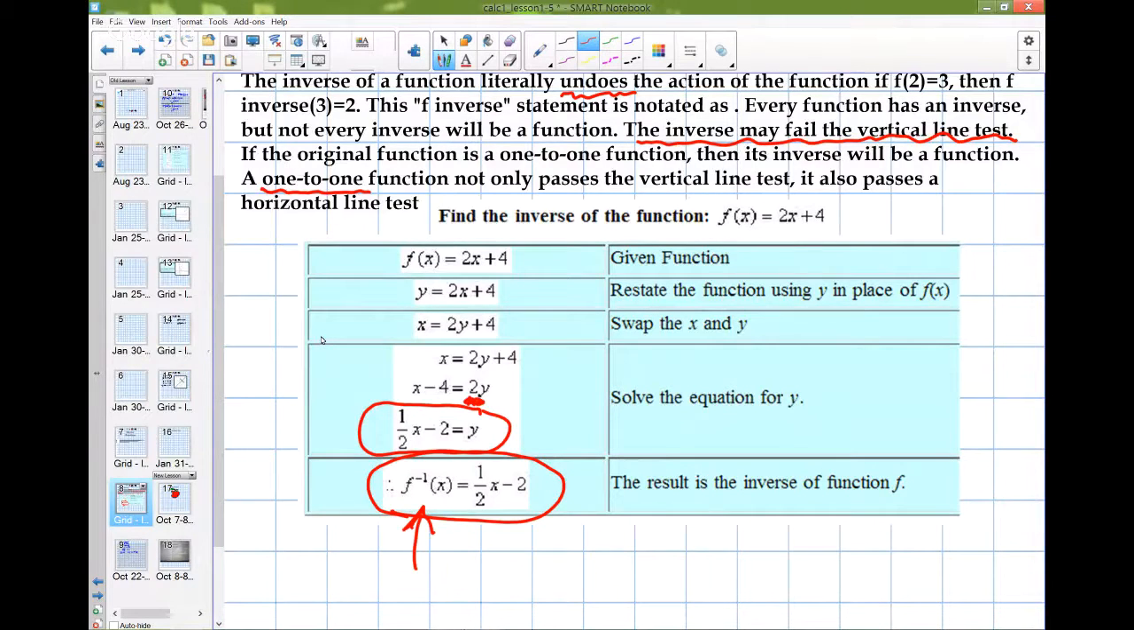So once again: replace f of x with y, swap the x and the y, and go about solving for the new y. Then you've got your inverse. All right.